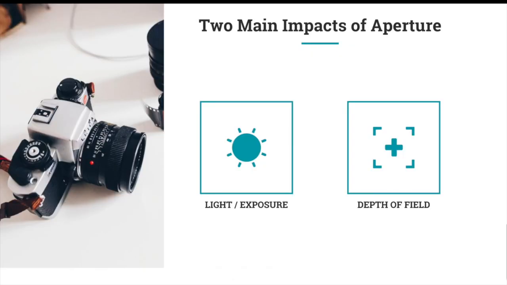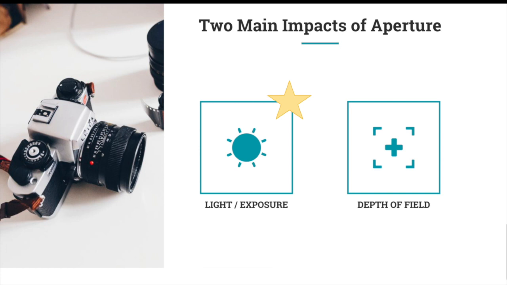There are two main impacts of aperture. The aperture impacts the exposure of your image. It is part of the exposure triangle, and the aperture also impacts the depth of field in your image. In this video today, we're going to be talking about how aperture impacts exposure. If you're interested in learning more about how aperture impacts the depth of field, or how much of your image is in focus, be sure to check out our video on that in this same series.